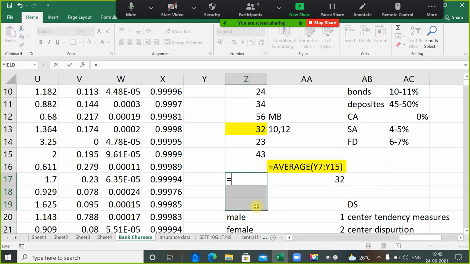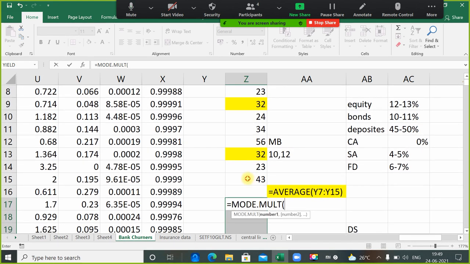Then I will say equal to MODE. Here we have the MODE.MULT formula. This is available only in the new version. In the old version, I think MODE.MULT and MODE.SNGL are not available. I think you have only the MODE option, which calculates only a single mode. If you have MODE.MULT, select it, then select the data.